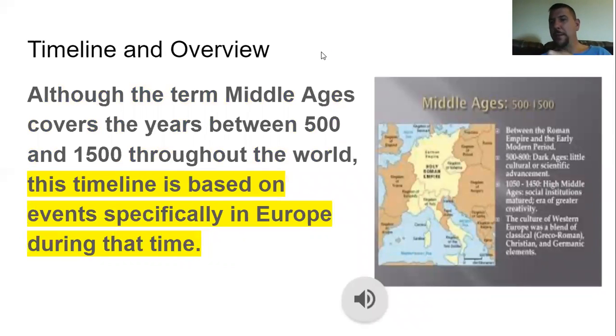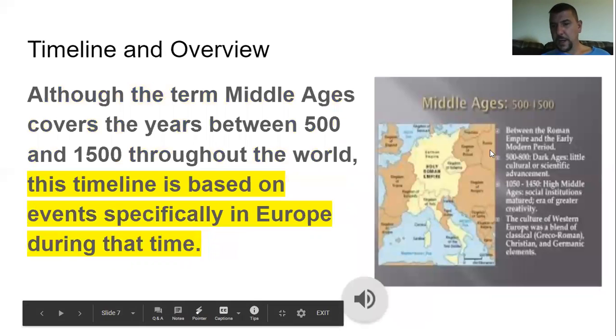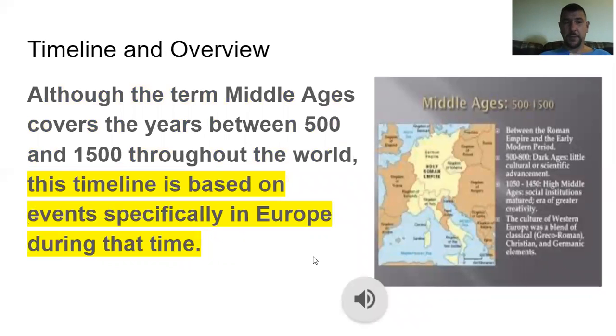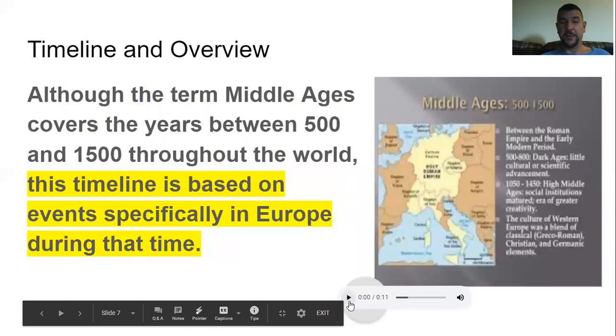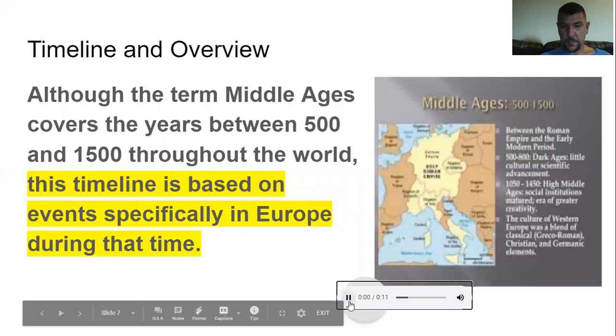And here's a timeline and overview. If you look right here, you've got the Middle Ages. It tells you all about it. You've got the Holy Roman Empire and all this. But this is going to go over a little bit of our timeline. We're going to go over some of the things in this timeline from 500 AD to 1500 AD. It's based on certain things that specifically happened in Europe during that time.